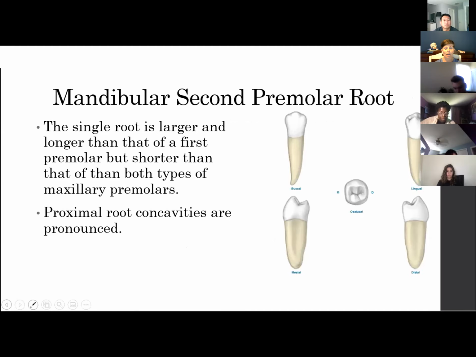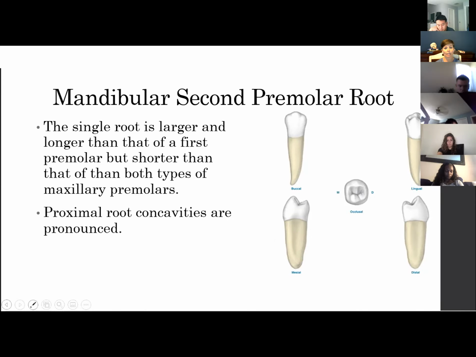Yes. Okay. All right. So looking at the root of this tooth, it is a single root, and it is larger and longer than the first premolar, but shorter than that of both types of maxillary premolars. So it's shorter than the maxillary premolar root, but it's longer than the first premolar on the mandibular. All right, proximal root concavities are pronounced. All right. So here are your proximal root concavities here on the mesial and here on the distal.